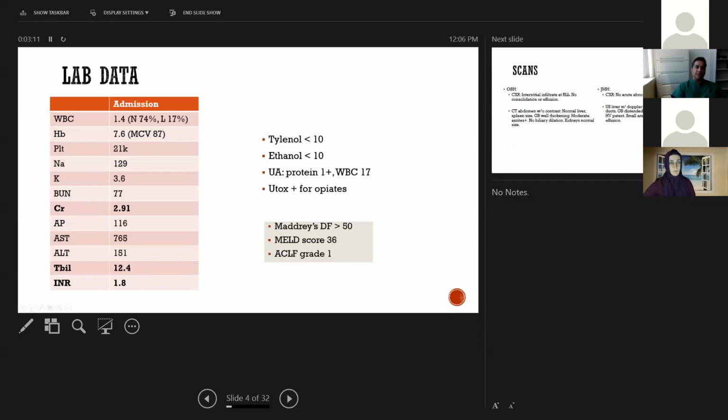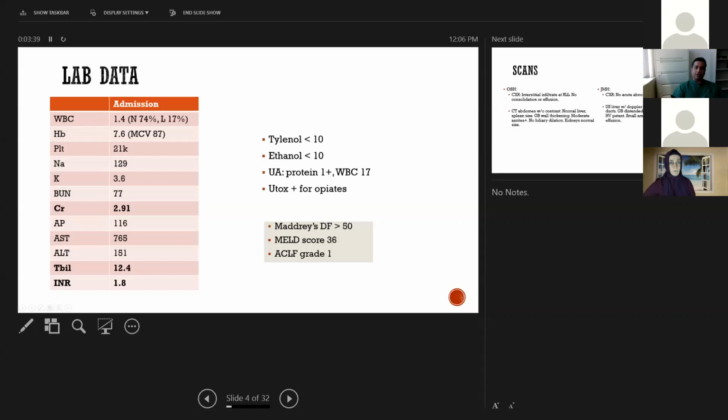So on the lab data during the admission, we can see that the patient is profoundly pancytopenic. WBC, hemoglobin, and platelets were very low. She had a sodium of 129, creatinine of 2.9, alkaline phosphatase was 116, AST of 765, ALT of 151, total bilirubin 12, INR 1.8. Tylenol and ethanol levels were undetectable.